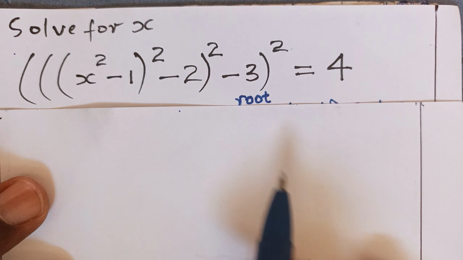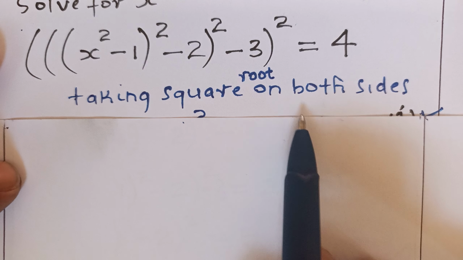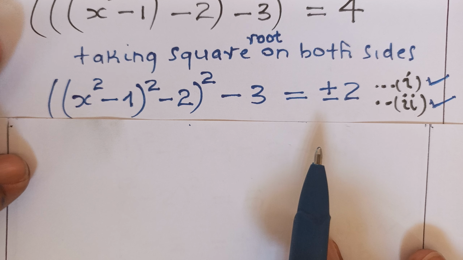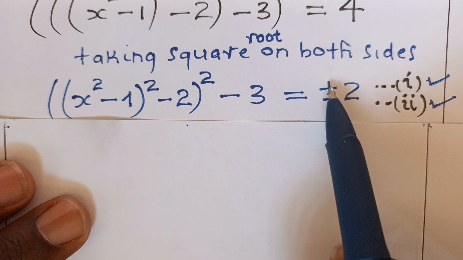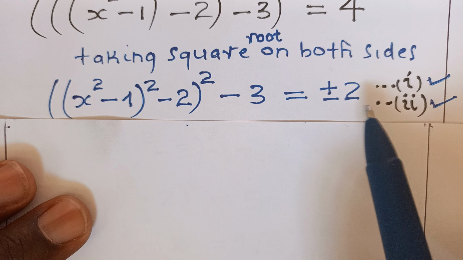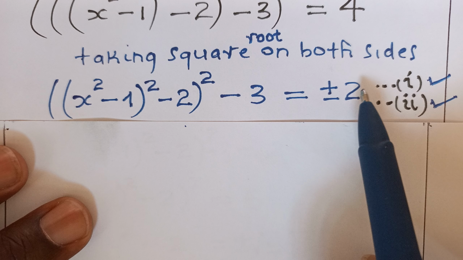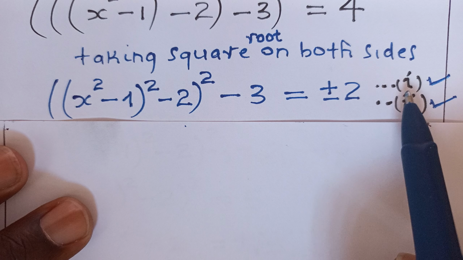The first thing we look for is the square root on both sides. Taking the square root on both sides, this is what we have. So we have two solutions. You can call Roman 1 the one with positive 2. I have not written the two equations, but the one with plus 2 is Roman 1.